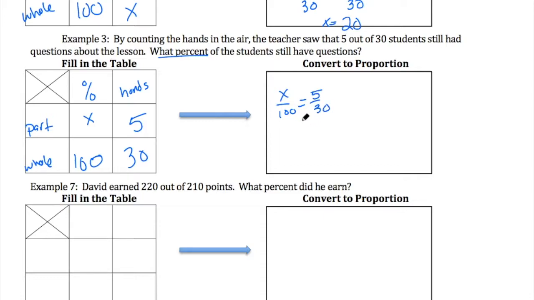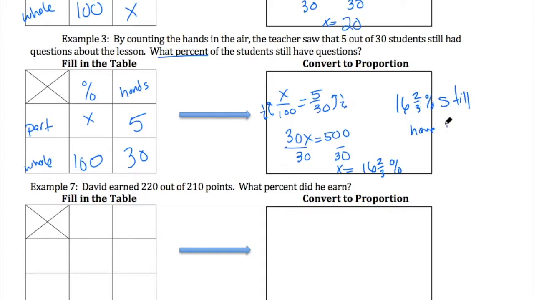All right, so once again, you might see here's a situation where there's not a great scale factor. You could use a vertical scale factor of 1/6. And if you use exactly 1/6, that's fine, but don't use that as a decimal because the repeating decimal will mess up your answer because of the rounding. I'm just going to go ahead and do cross products. 30x is equal to 500, and divide both sides by 30 to get that x is equal to 16. And you could put 0.6 repeating. I'm going to go ahead and write that as a fraction, 16 2/3%. So that's our percentage of the class that still have questions. So 16 2/3% still have questions.